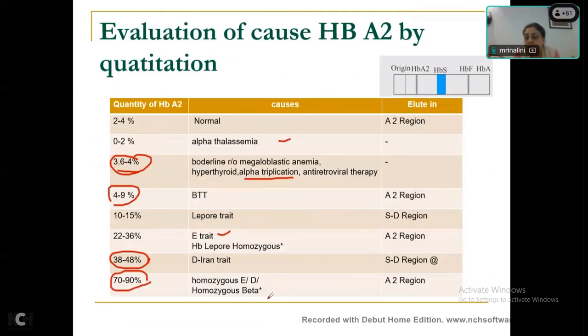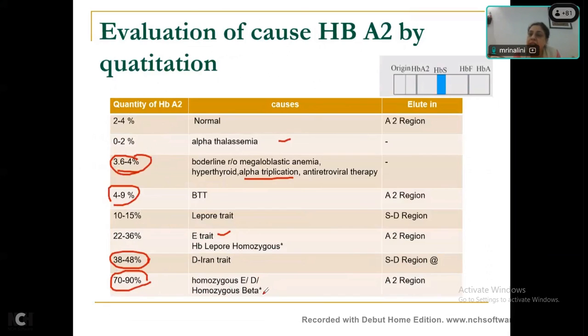And to make a final diagnosis, what do you need to do? How will you make out whether it is homozygous E or D or beta homozygous? Anyone? Study of the, what? We can simply study the parents. So if they are E trait, both of them, it will be homozygous E. If they are D traits, both of them, it will be homozygous D.